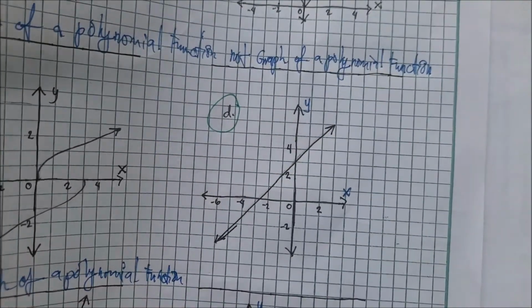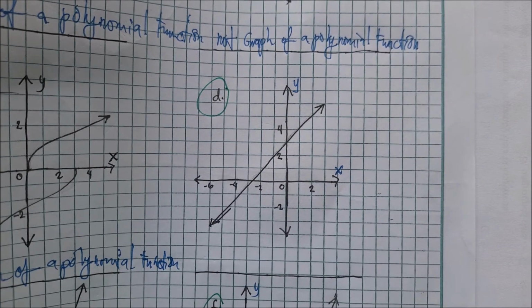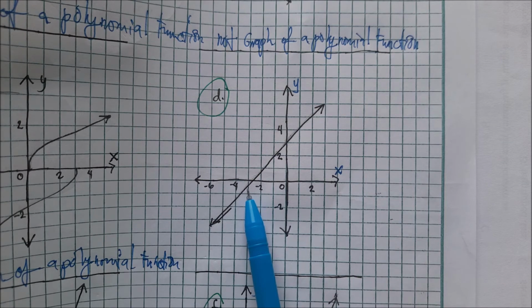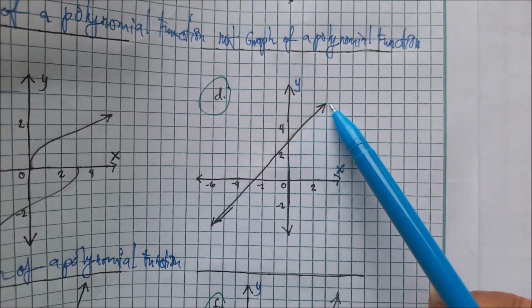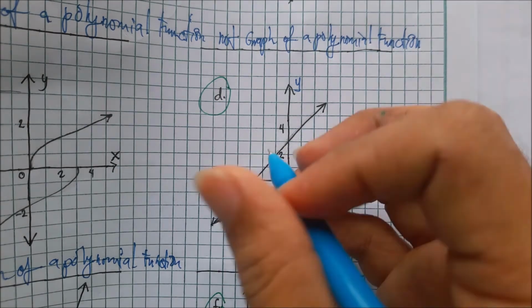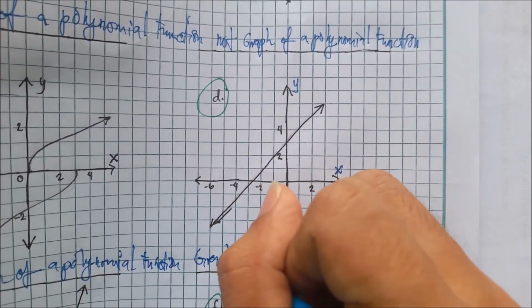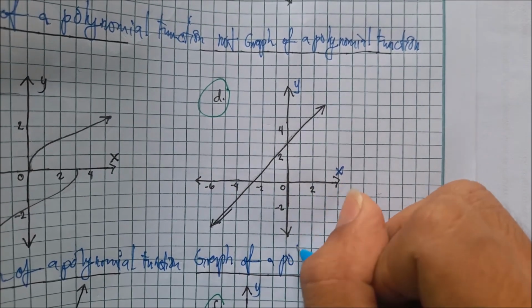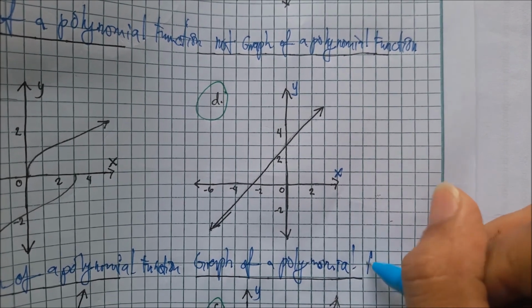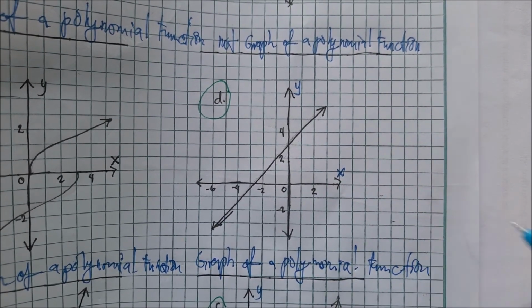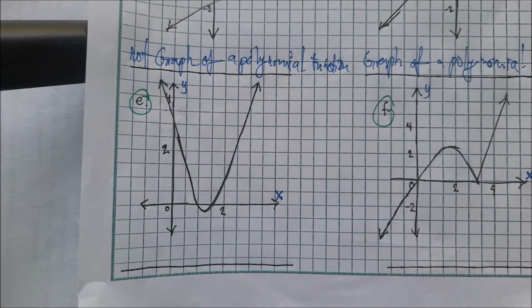How about letter D? Is there a gap? No. Is there a hole? No. How about a break in the line? No. Is it smooth? Yes, it is a smooth line. So this is called a graph of a polynomial function.